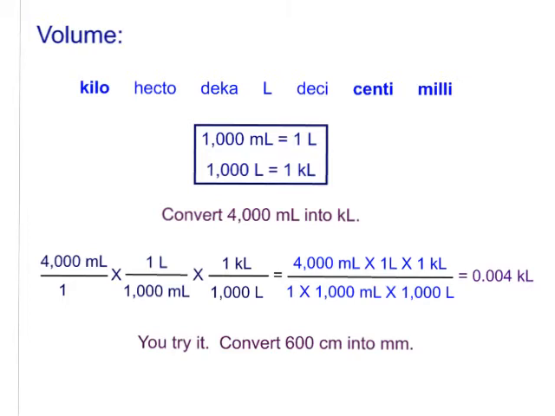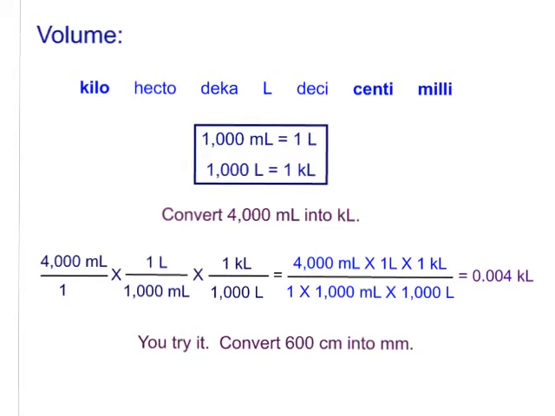Now, let's try volume. When we talk about volume, we're going to talk about liters, okay? And once again, similar to mass, centiliters you rarely see that ever. Milliliters, liters, and kiloliters you might see. But so I put those conversion factors right there. 1,000 milliliters in 1 liter, 1,000 liters in 1 kiloliter. So here's our problem. Convert 4,000 milliliters into kiloliters.